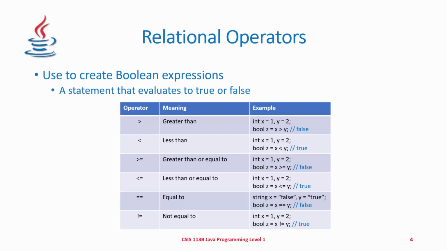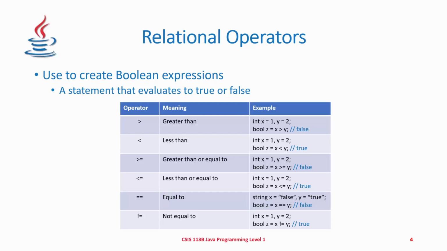Next is greater than or equal to. So now we're checking to see if it's greater than or the same as. So in this case, when we compare 1 to 2 in the example on the far right, 1 is not greater than 2, nor is it equal to 2. So that is false, and so z will be assigned the value of false.